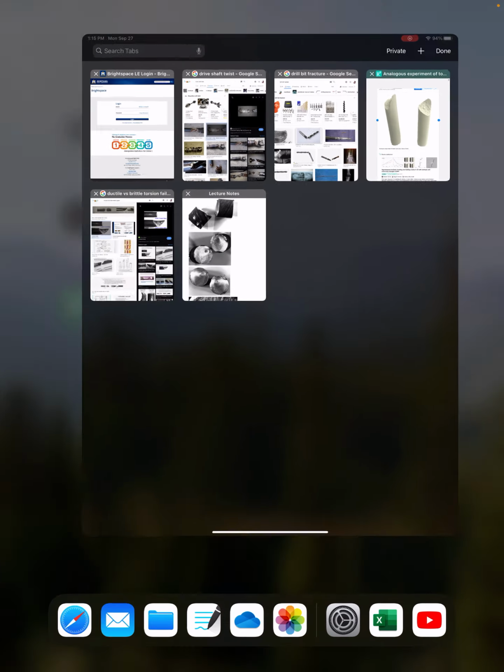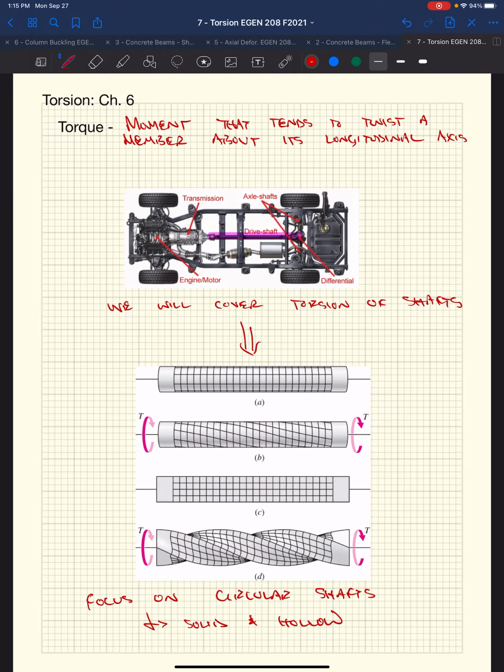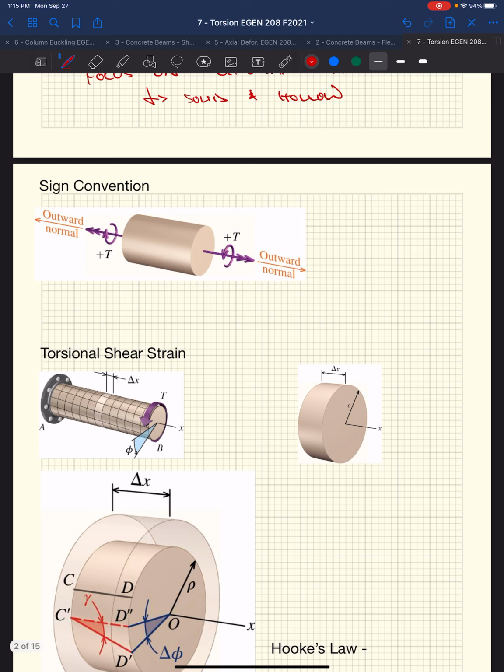All right. So as with anything in mechanics, there's a sign convention, right? Because we do free body diagrams. That's how we understand internal forces. And so when we do free body diagrams, we need to have a sign convention. And so a positive torque is an outward normal.